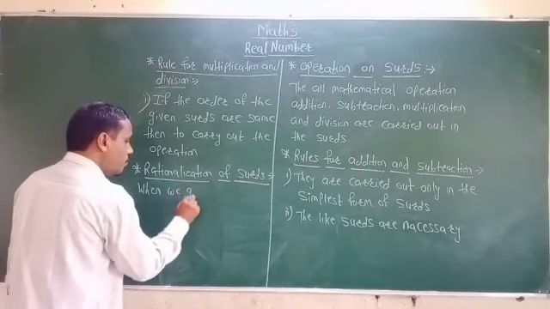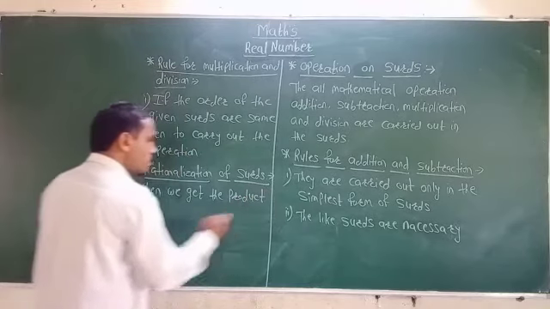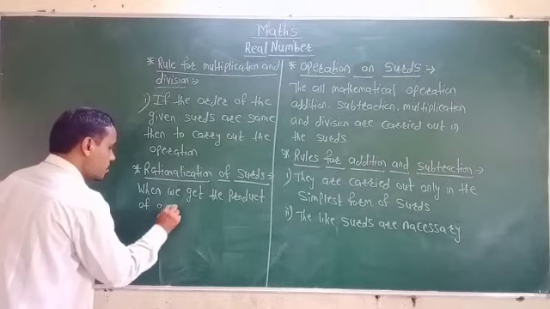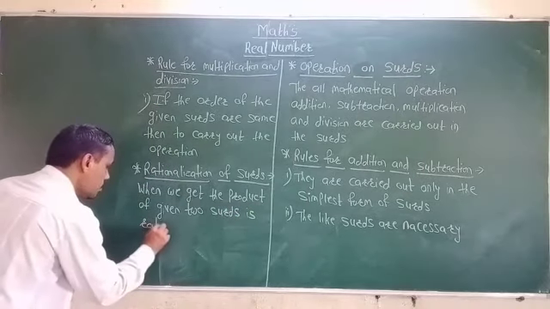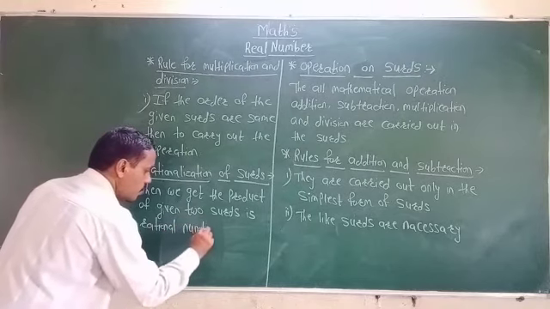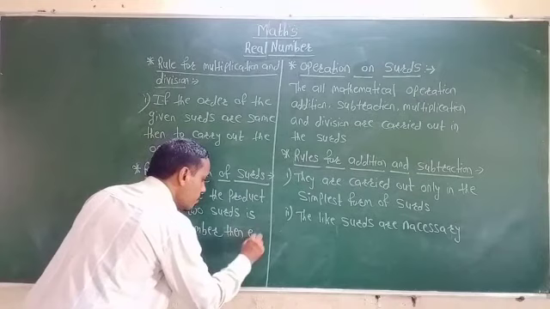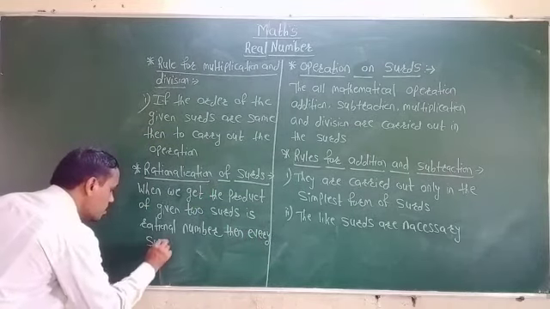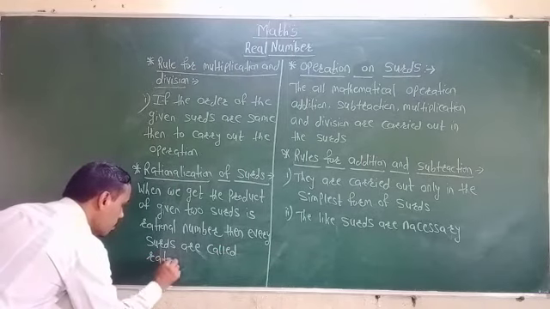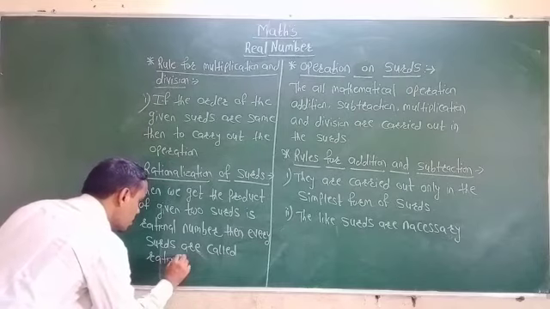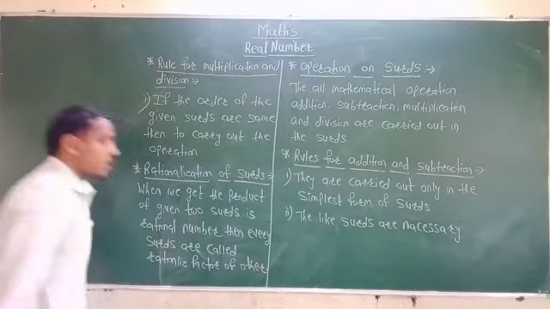When we get the product of the given two surds as a rational number, then every surd is called the rationalizing factor of the other.